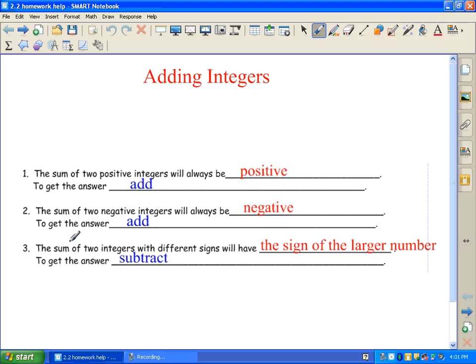And we have the third rule, which is when we're adding two integers with different signs. So one's positive and one's negative. Your answer will take the sign of the larger number. When we say the larger number, what we're talking about is the highest absolute value. So whichever one has a higher absolute value, that's the sign we use, positive or negative. Then to get the answer, we actually need to subtract. Okay? So these are the three rules that we're going to use when we're adding integers.